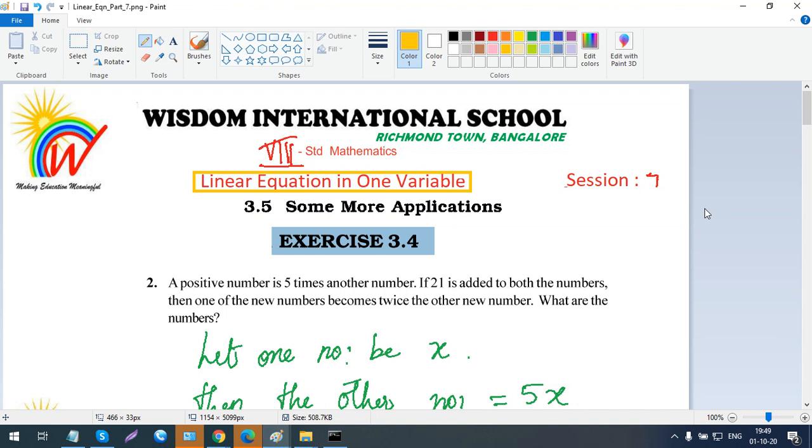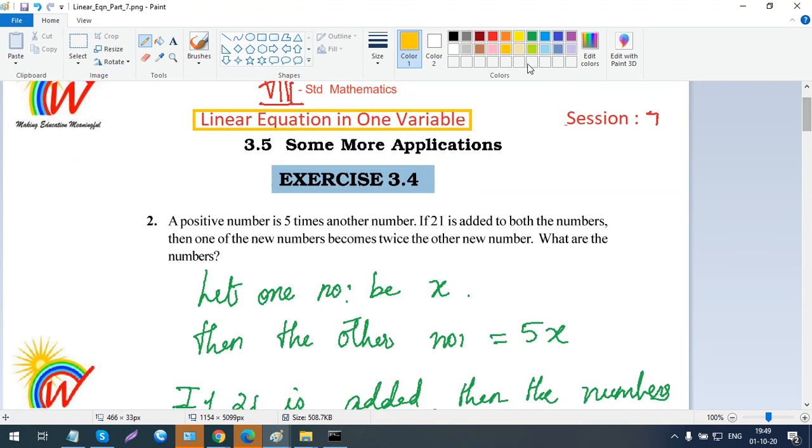So today we are going to continue with the application problems from exercise 3.4. I'm just going to show you how to approach these problems. So let's look at this question, exercise 3.4, question number 2.